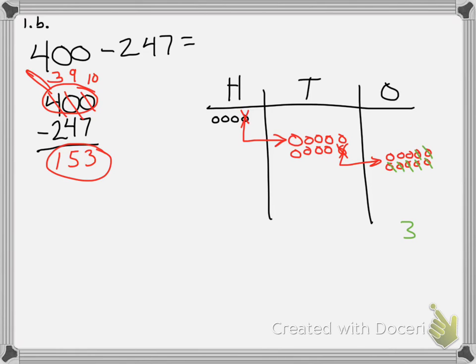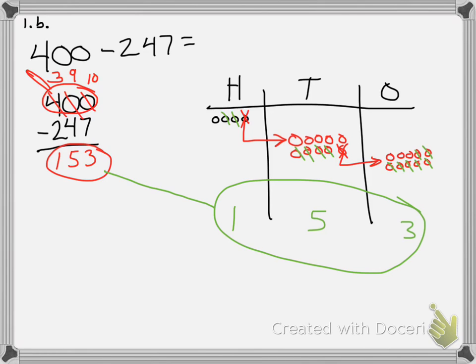3. Then in my tens place, I'm going to be subtracting 4, 2, 3, 4, which leaves me with 5. Then over here, in my hundreds place, I need to subtract 2, which leaves me with 1. So I have 153 and 153.